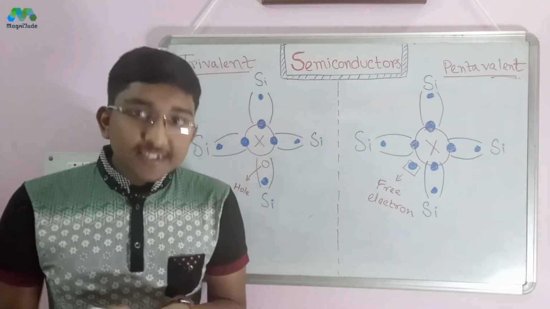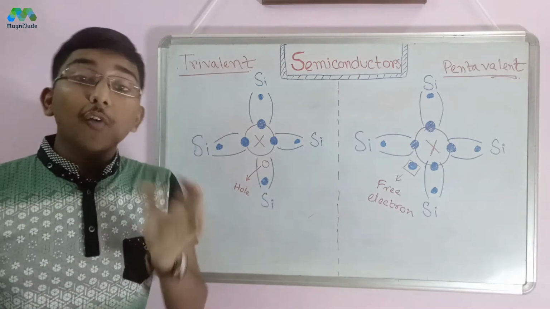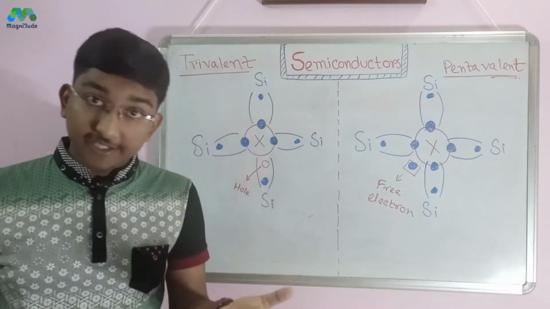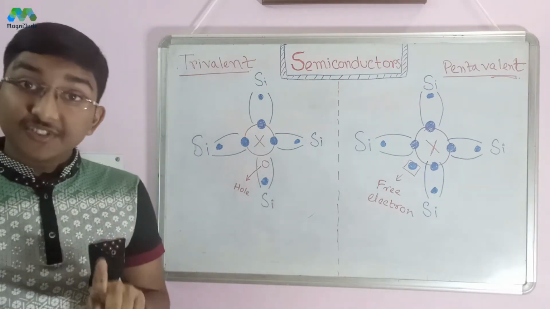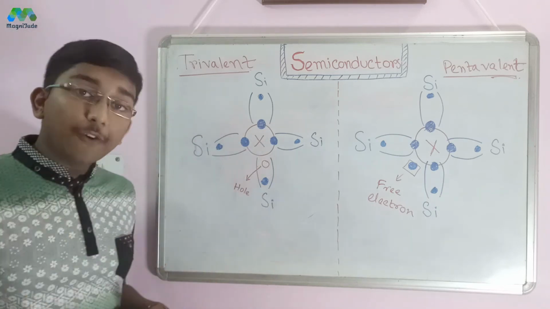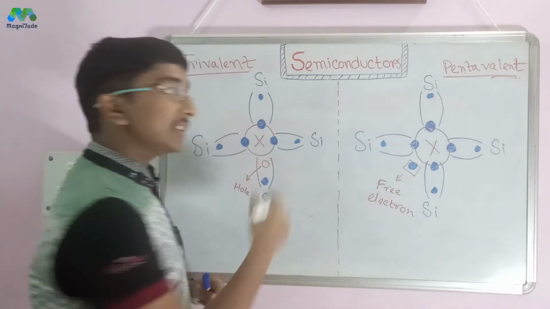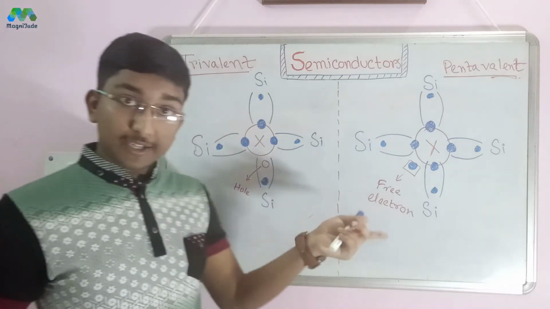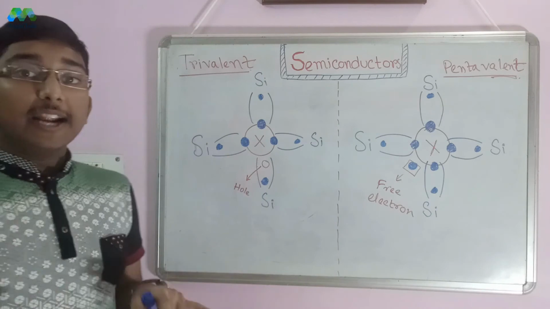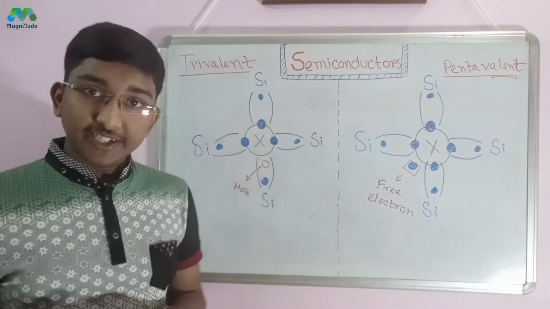In case of intrinsic, we have seen that we have to increase the temperature, then the covalent bond will break, and only then the holes or the free electrons will be generated. But in case of extrinsic, when we add impurity, then by default one hole is created in the trivalent case and one free electron is generated in the pentavalent case. So this proves that in extrinsic it is much easier to generate these charge carriers.